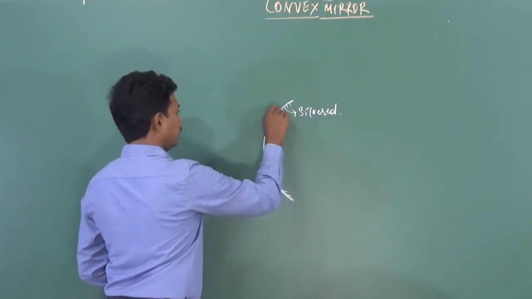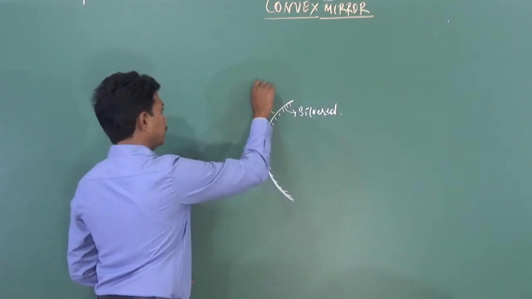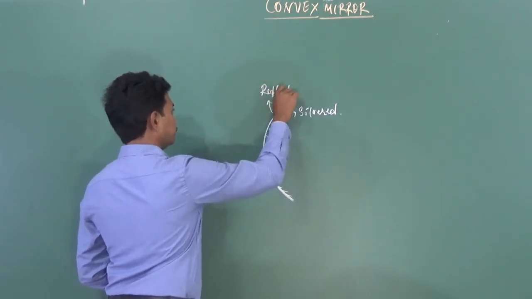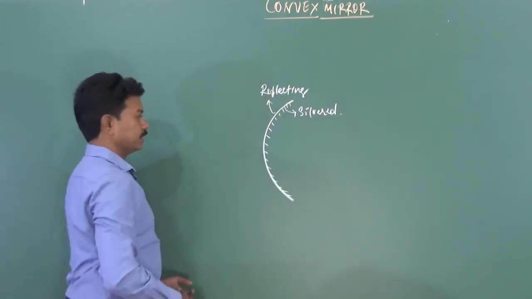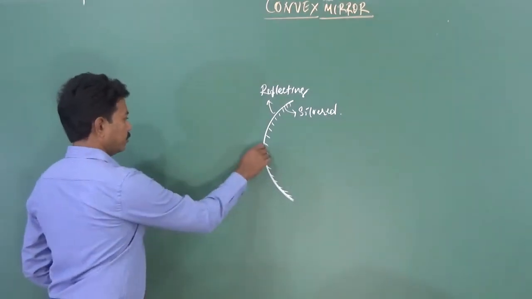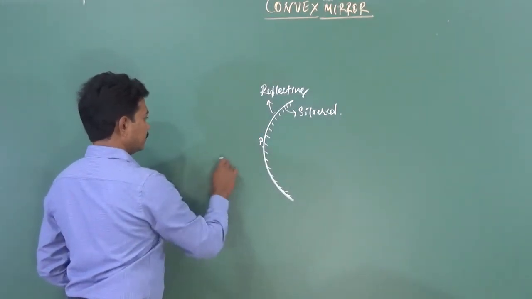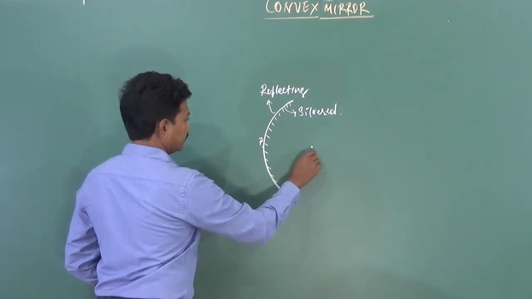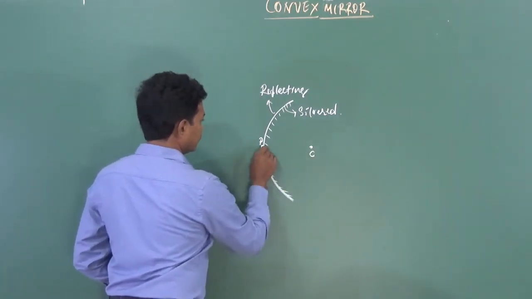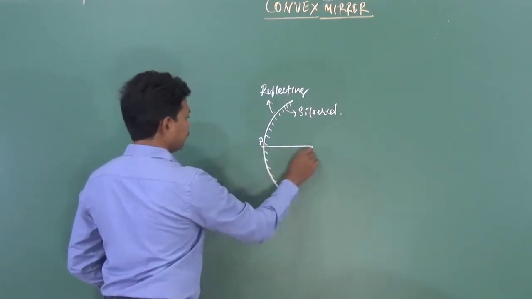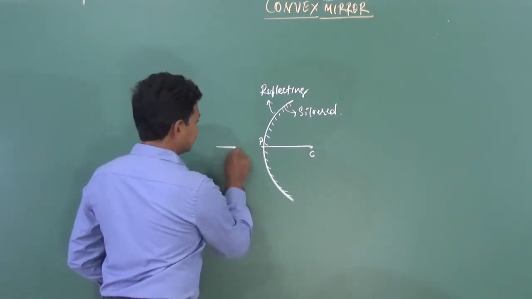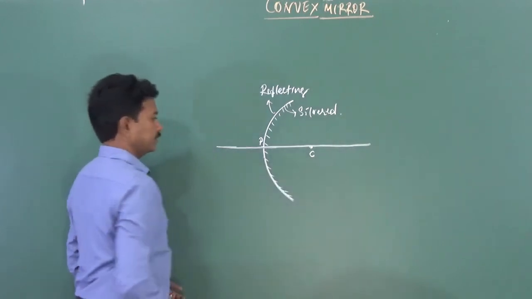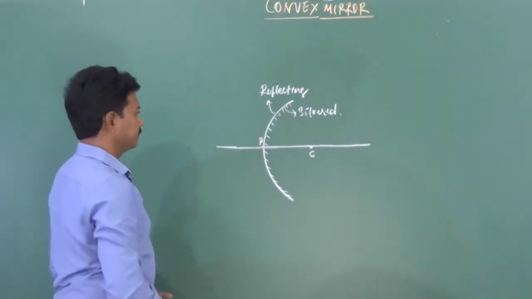It is silvered, and this surface is the reflecting surface. You have to remember this reflecting surface. So this will be the pole of the mirror. So this will be the center of curvature of the mirror. So when you draw the line joining the center of curvature and the pole of the mirror and extend it on both sides, this forms the principal axis. This is the principal axis.